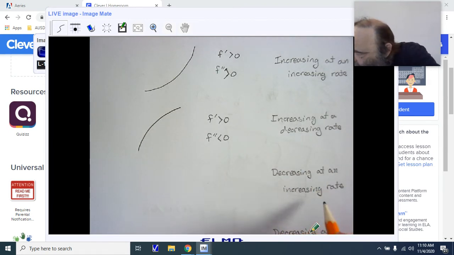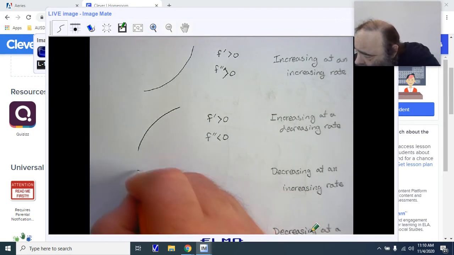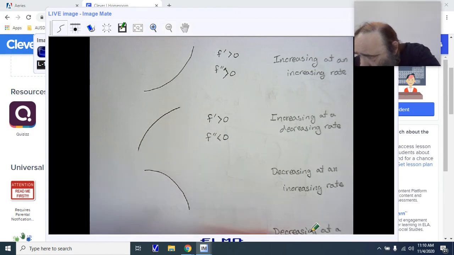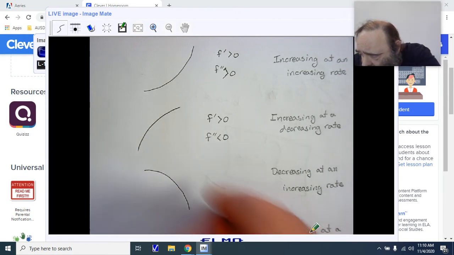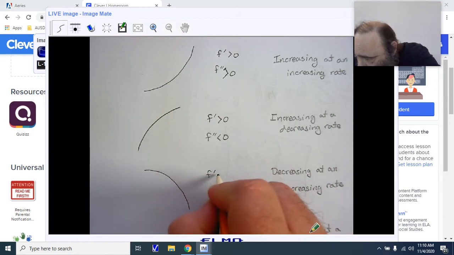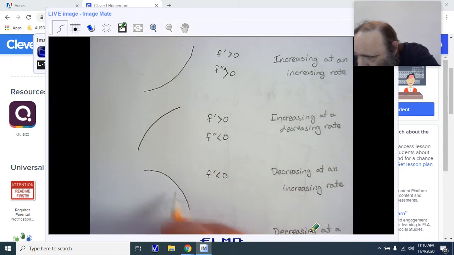Decreasing at an increasing rate, we're now talking about decreasing, going down, increasing rate, change the concavity to down. So once again, I'm talking about the description of speed. Please be aware of that. And then we have second derivative also less than 0.